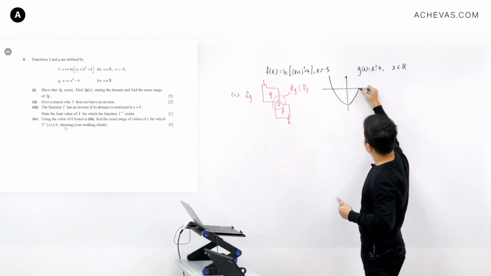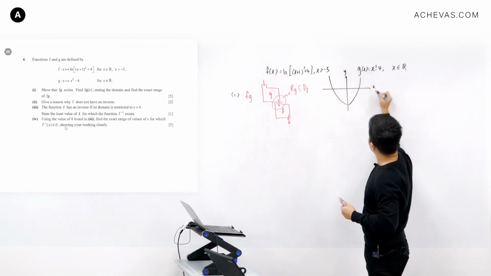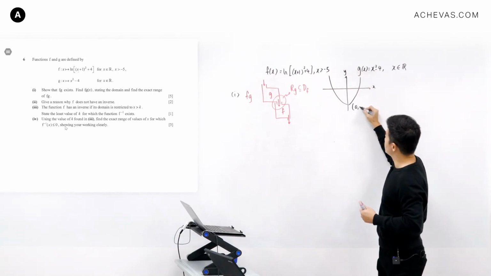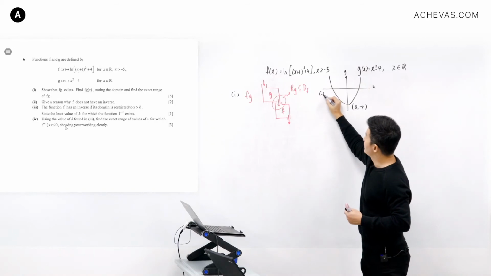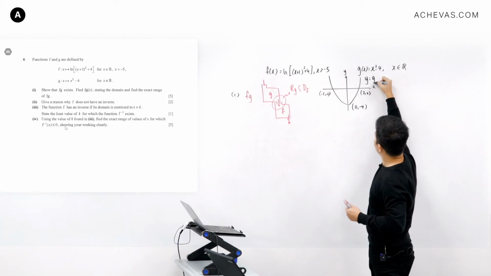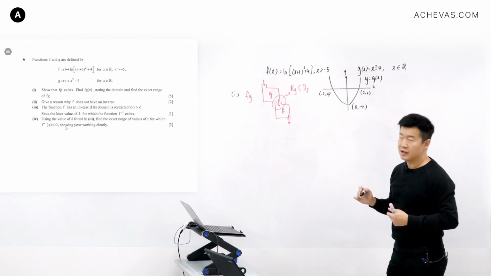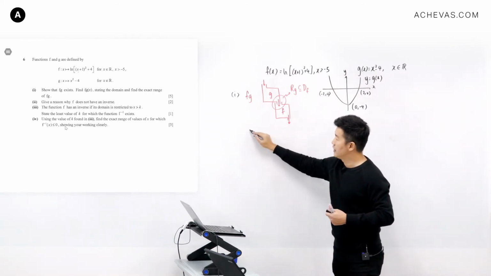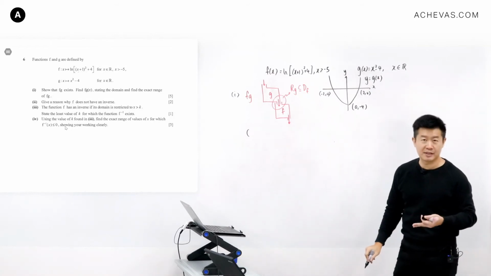Symmetrical about the y axis. The minimum possible point here is (0, -4). This is (-2, 0). This is going to be (2, 0). This is the graph of y = g(x). So to code this, I need to code also the numbers.